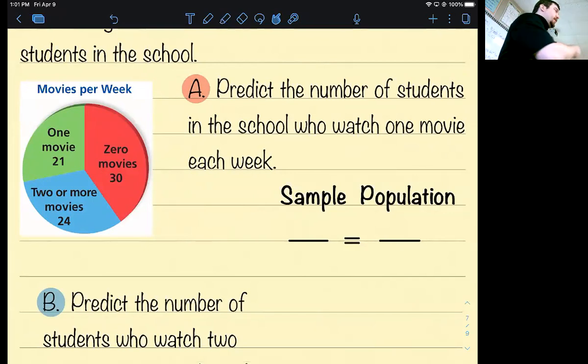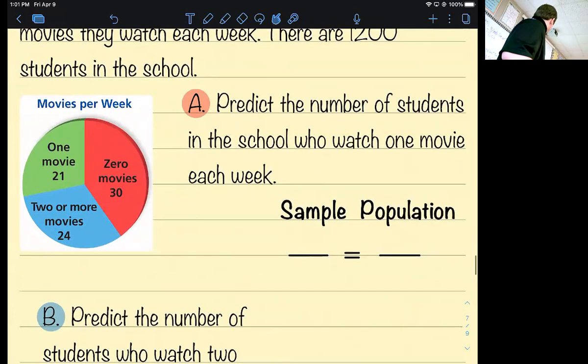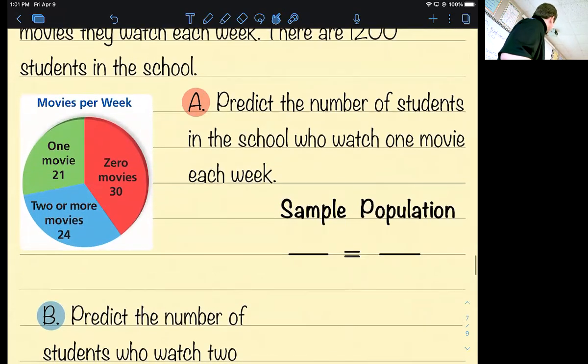We did proportions earlier. All throughout this chapter, we've used our experimental probability to make predictions. Now we're using a sample to make predictions. Okay, so when you set up a proportion, the first ratio is going to be your sample ratio, and the second one's going to be your population ratio.